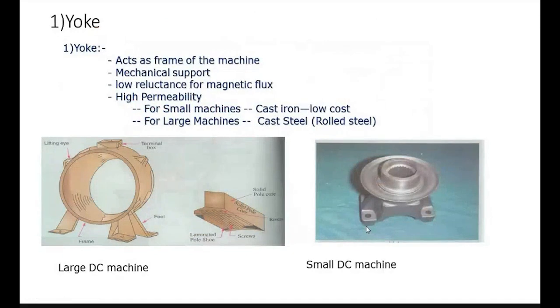Here we can individually explain the yoke function. It acts as the frame of the machine. It is used for mechanical support of the machine. It provides low reluctance for the magnetic flux path, and is made of high permeability material. For small machines, cast iron is used for low cost. For large machines, cast steel or rolled steel is used.